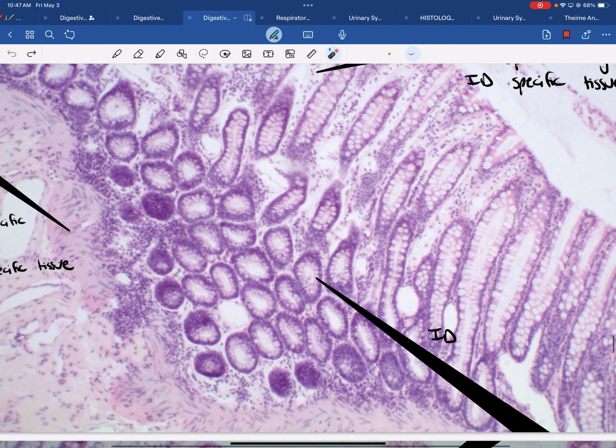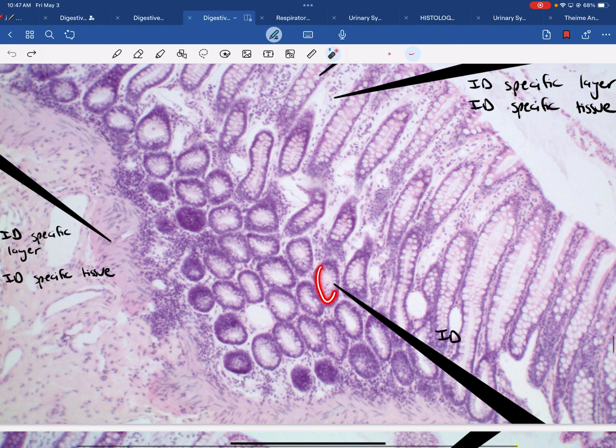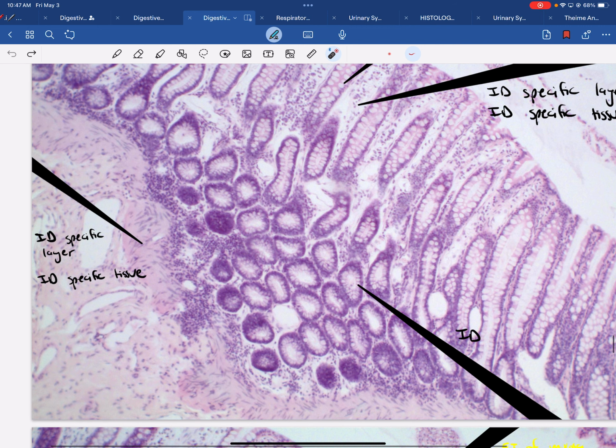And then, what is this structure? Good. What kind of gland? Good. An intestinal gland or intestinal crypt. Good. All right. What is this layer? Good. The muscularis mucosae. What is it made of? Good. Smooth muscle tissue. Good. What's the function of the muscularis mucosae?